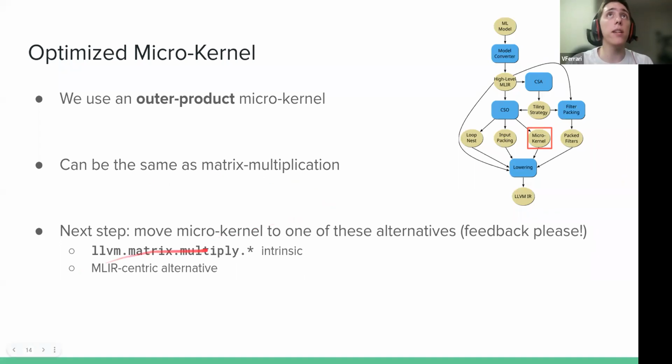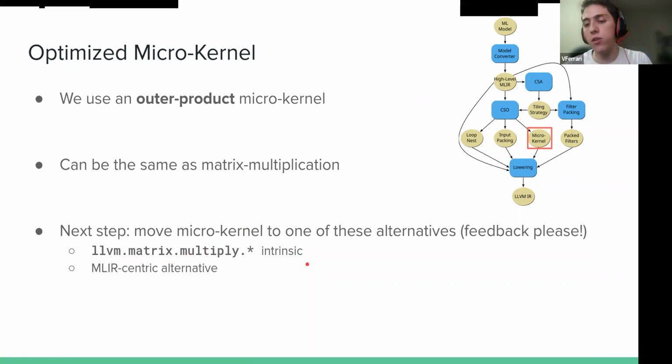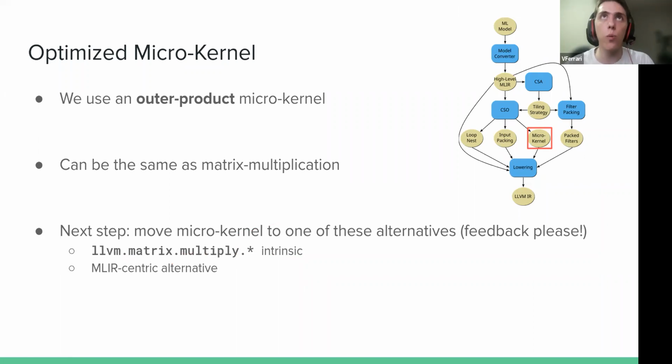So we know that there is an intrinsic in LLVM that does basically what we want, specifically for some architectures. I know that it does exactly what I want. But the intrinsic has some problems. The intrinsic is not MLIR. We'll have to mix and match intrinsics and MLIR. It's not ideal. And I would like to know an MLIR-centric alternative, but for now, I'm not sure what that would be. So I want some feedback, please.